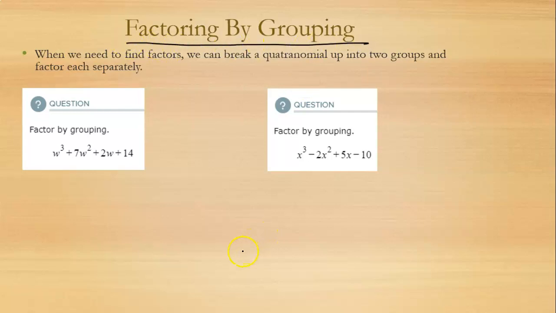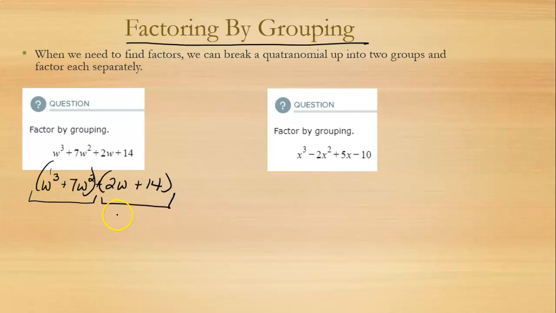New topic, factoring by grouping. When we need to find factors, we can break a quaternomial up into 2 groups and factor each one separately. So what we've got here is a set of 4 terms. We've got w to the third plus 7w squared plus 2w plus 14, and I'm going to make groups, just like that. What I'm now doing is finding the GCF of each group separately.